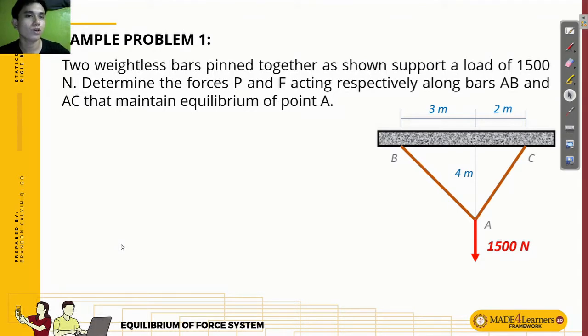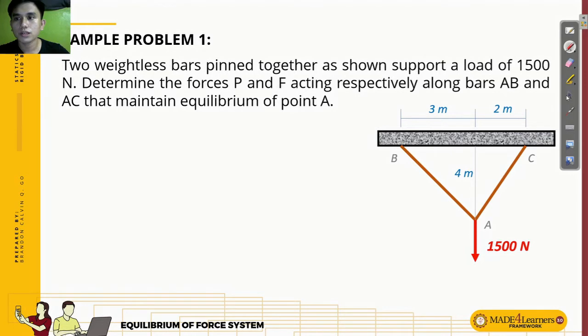Number 1, two weightless bars pinned together as shown below support a load of 1,500 Newton. This one. Okay, always downward is the direction of a load. Determine the forces P and F. So I think the force P, no, is along bar AB. Okay? And then AC is the force F that maintains equilibrium at point A. Okay.